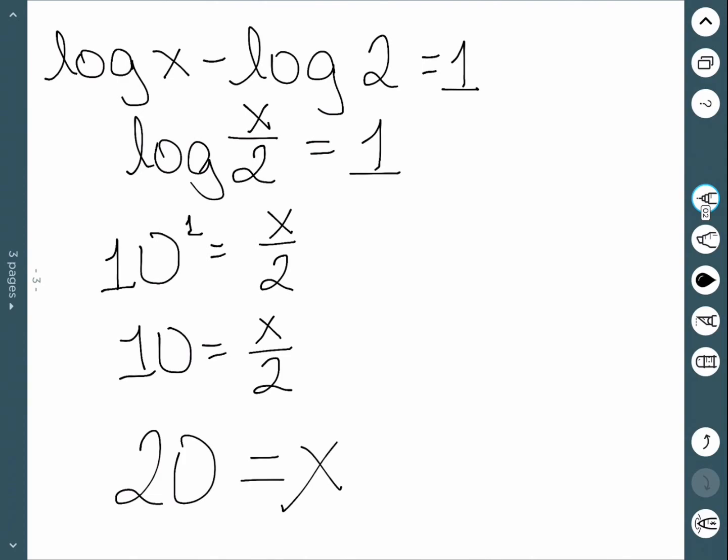So we'll use our properties of logarithms. Addition means multiplication, subtraction means division. And then from there, we can just convert to exponentials. And then after that, it's going to be a very simple equation that we should already know how to solve.